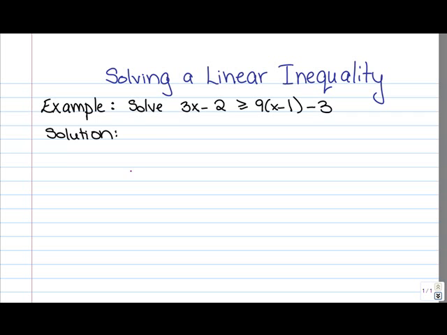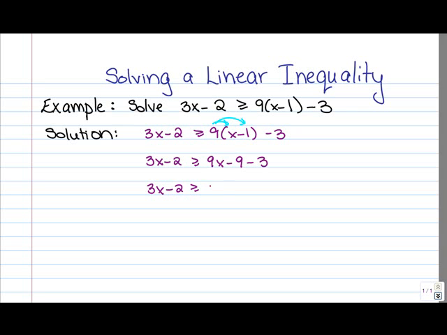Alright, let's go ahead and continue. Let's begin by writing out the inequality that we're trying to solve. Our first step is we can go ahead and expand on the right-hand side. So if we expand the 9, multiplying it through the bracket, times the x, and times the negative 1, we'll end up with 9x minus 9 minus 3. We can then go ahead, of course, and simplify the numbers on the right-hand side, so minus 9 minus 3 gives us the negative 12.